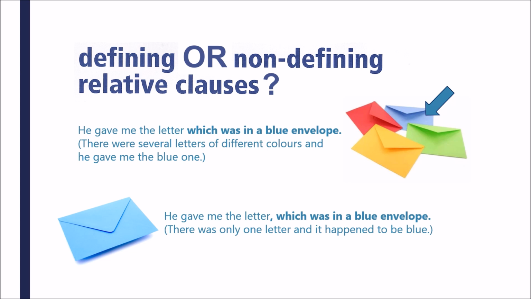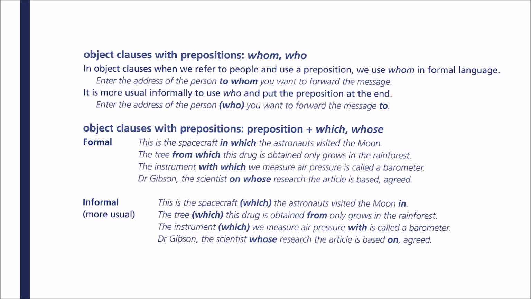If you have prepositions in your object clauses, you may still refer it to people or things. The technicality here is just how formal you have to be. When you're trying to be formal, put the preposition first and the pronoun after. For example, to whom, in which, from which, on whose, and so on.